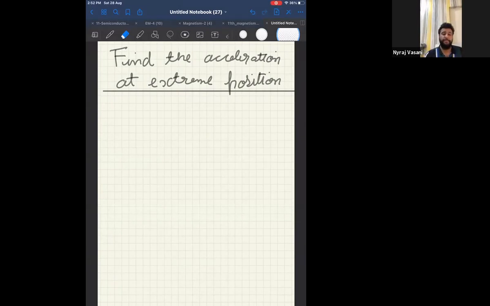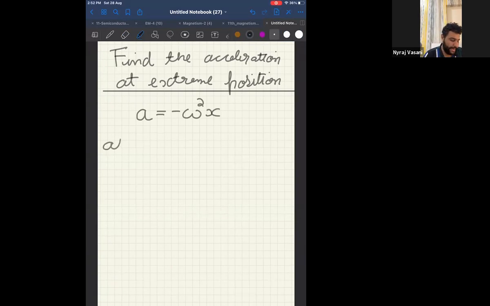Okay, I got answers from most of you. Now let me show you the answer and then you confirm whether the answer is same. The beginning is the same. I know the value for acceleration is minus omega square x, correct?